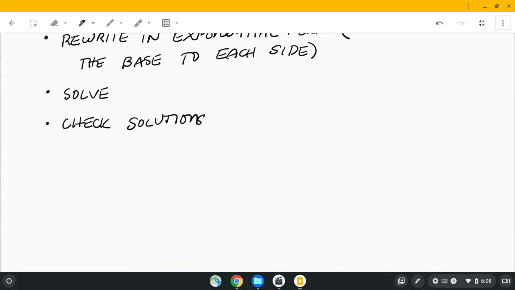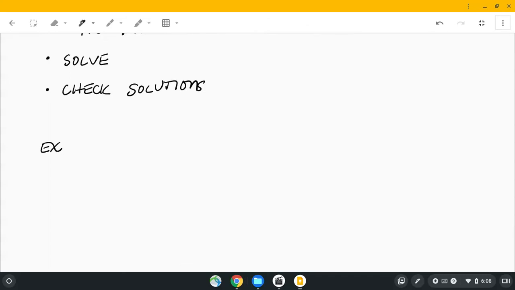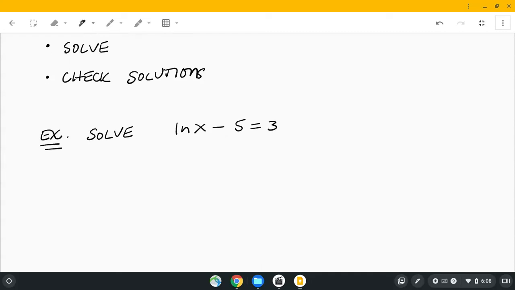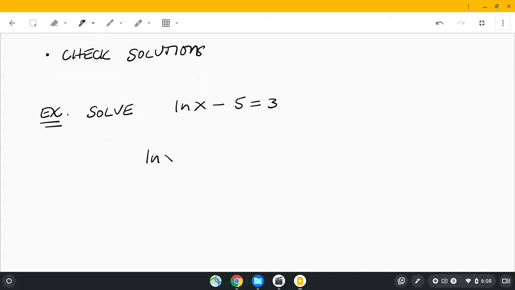All right, so let's take a look at an example. Suppose that you have to solve ln of x minus 5 equals 3. I'm going to go ahead and bring it down here. We don't have a single log on this side with a single log on that side, so we can't solve this the way we just did those simple cases. So we do have to isolate the log term. I'm going to add 5 to both sides, and I end up with ln x equals 8.